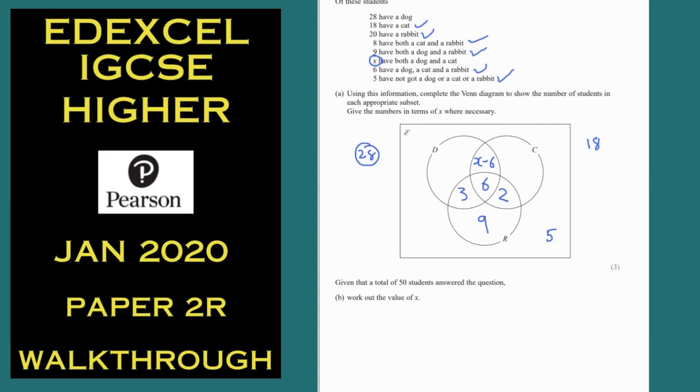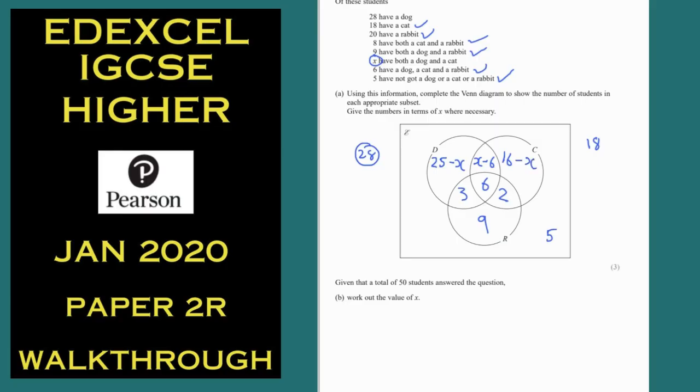Now I can move over to the 28. If I knew what X was, I'd find this number out by doing 28 minus everything. Well, just because it's got an X in there shouldn't stop you. 28, take away 3, take away 6, means I'm down to 19, but then take away minus 6, I'm up to 25, then take away X. Similar approach to the cats. So cats, 18 in total, take away 6, take away 2, I'm down to 10, but then take away minus 6, I actually go up, and then take away x.